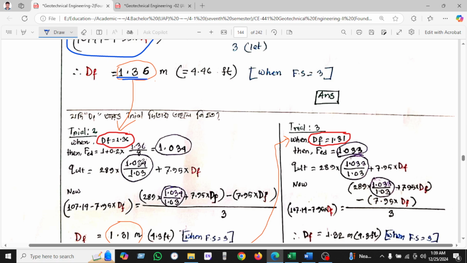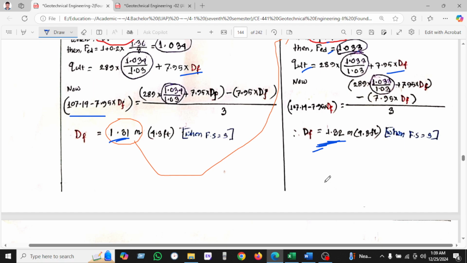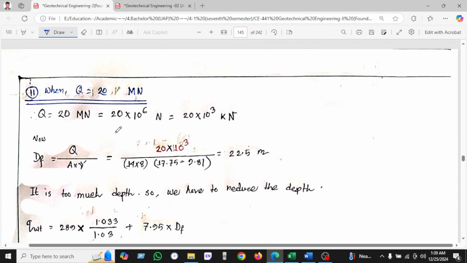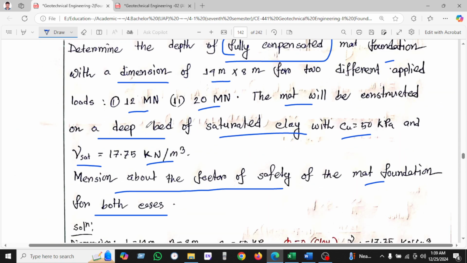So now again we will try, giving the trial when depth of footing is taken as 1.36, and ultimate will be like this, and putting this value here again, we found depth of footing 3.13. And again we will trial with 3 as the depth of footing, and the ultimate will be this equation, and putting this equation, we found 1.32. So we can see that 1.31 and 1.32 are very close, so we'll use 1.32 as the depth of footing.